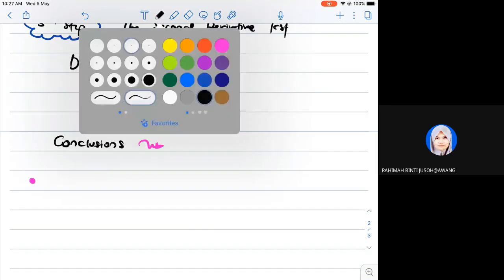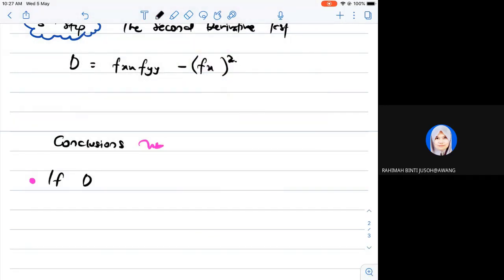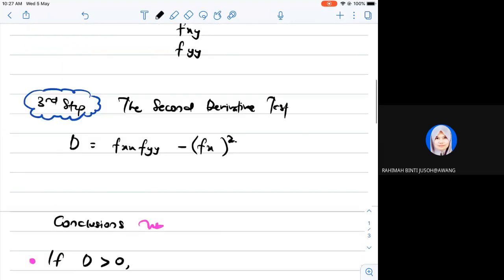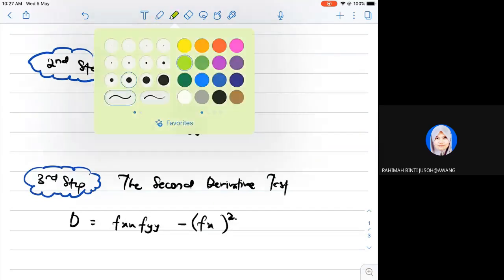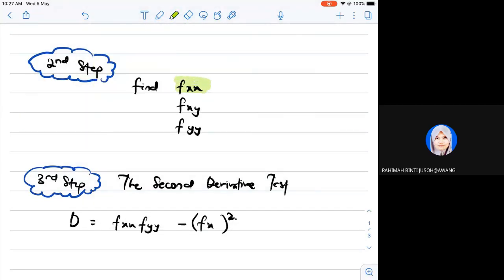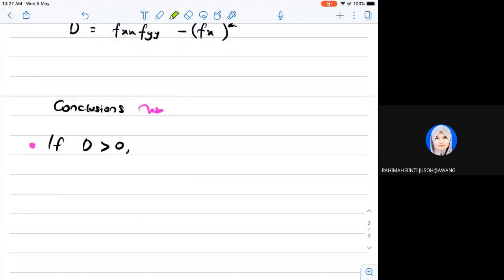Number 1, if your D is positive, greater than 0, when you calculate and substitute the critical point, you get a value greater than 0, a positive value. You should refer to your fxx. This is also important. You have to refer back to your fxx. If your fxx is also greater than 0, then the conclusion is relative minimum.